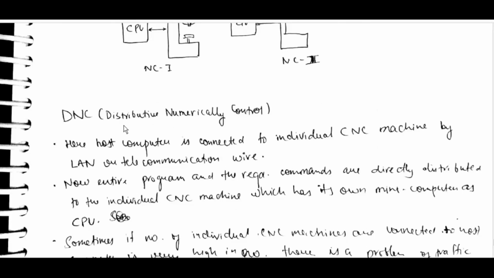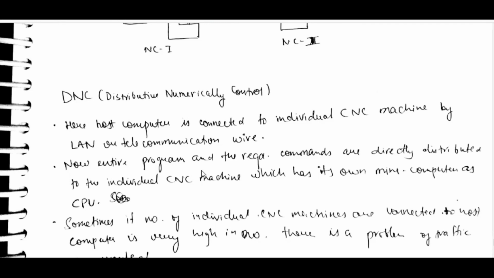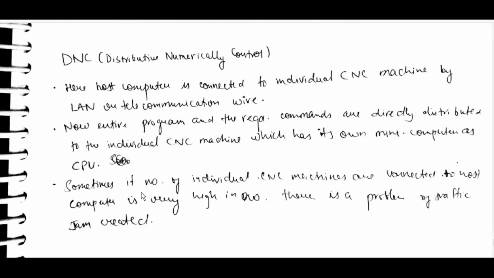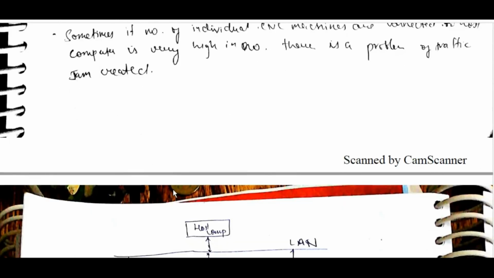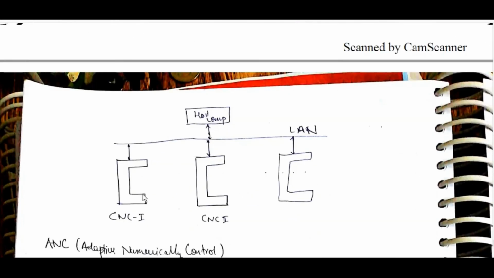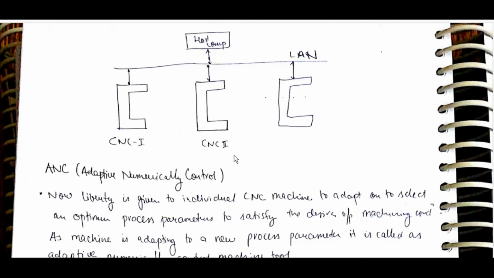DNC, distributed numerical control. Here, the host computer is connected to individual CNC machines by LAN or telecommunication wire. The entire program and the required commands are directly distributed to individual CNC machines, each of which has its own mini computer as CPU. Sometimes if the number of individual CNC machines connected to the host computer is very high, a traffic jam problem is created. Host computer, CNC1, CNC2, LAN.